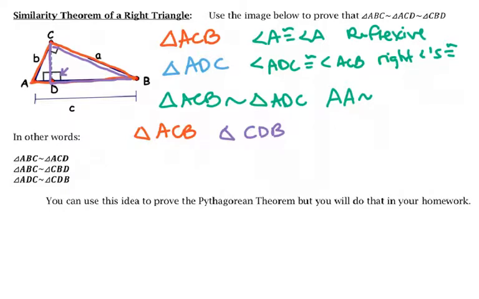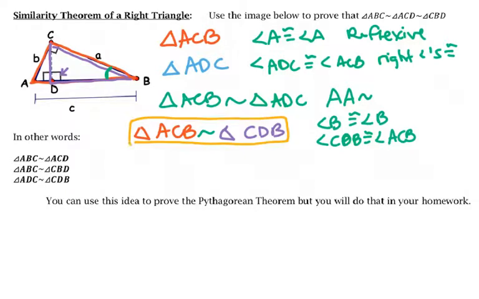If you look at the red triangle and the purple, they both have a 90-degree angle, and notice that both of them include angle B. So it's just like the one we just did: angle B is congruent to itself, and angle CDB is congruent to angle ACB, because again, right angles are congruent. So we know that ACB is similar to CDB. I'm going to box that in right there, and box this one in.